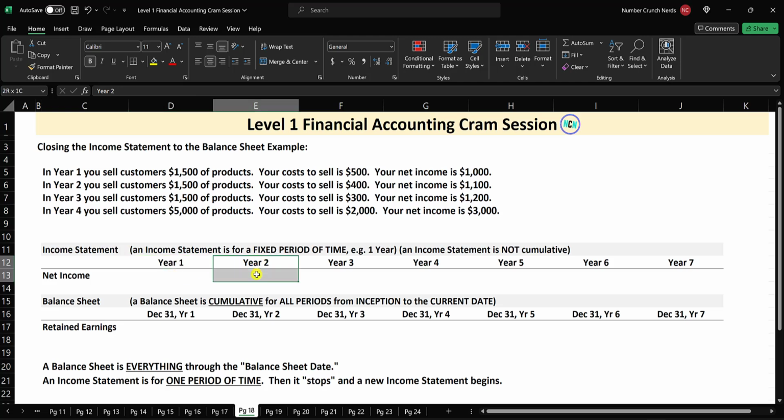Then the next year's income statement, then the next year's, then the next year's. These are independent of each other. This is a completely separate time period than this.